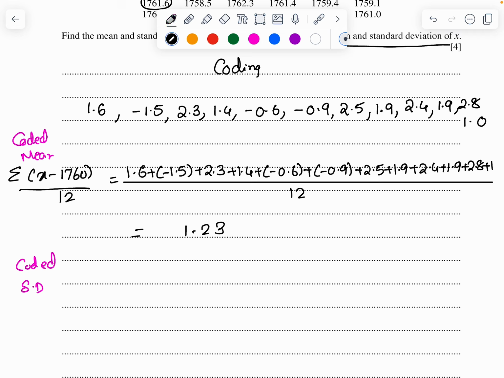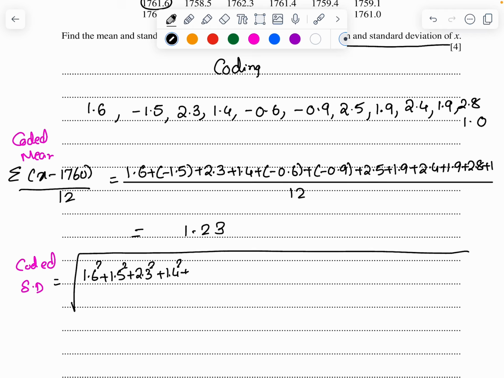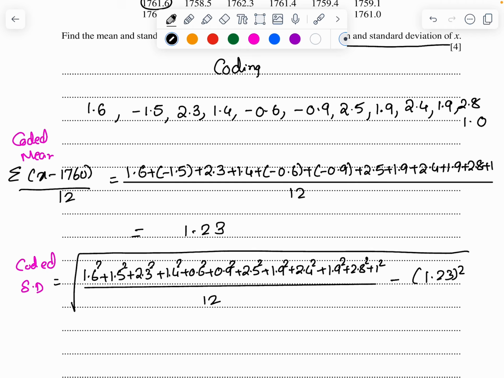Now I'm going to find the coded standard deviation. How am I going to find it? Square root of 1.6 squared plus 1.5 squared. No need to take minus because the square becomes positive. Plus 2.3 squared plus 1.4 squared plus 0.6 squared plus 0.9 squared plus 2.5 squared plus 1.9 squared plus 2.4 squared plus 1.9 squared plus 2.8 squared plus 1 squared, divided by 12, minus the mean squared, 1.23 whole squared. Simplify that, you should be getting 1.39.